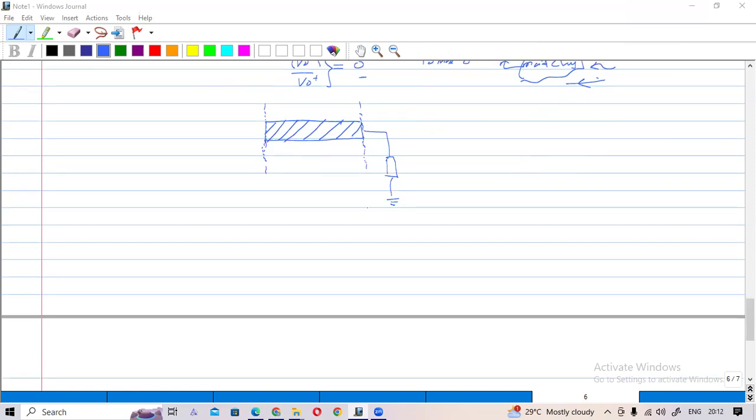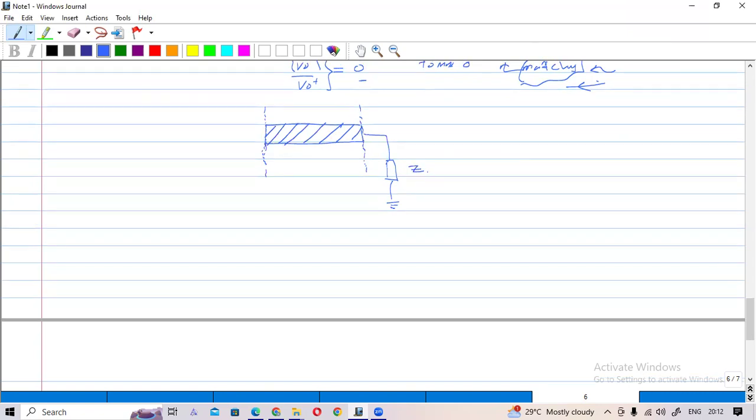Let's say that this is some kind of impedance ZL, and this is Z is equal to 0. This point is Z is equal to 0, and this is the Z direction. Let's say that this is L, which means it is minus L direction. This is a transmission line.